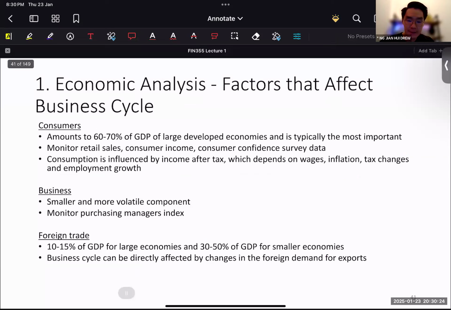So there are some factors that affect the business cycle. Majority is consumer based, so 60 to 70% is consumer based. Business do actually affect as well, and some foreign trade policies will affect the business cycle too.